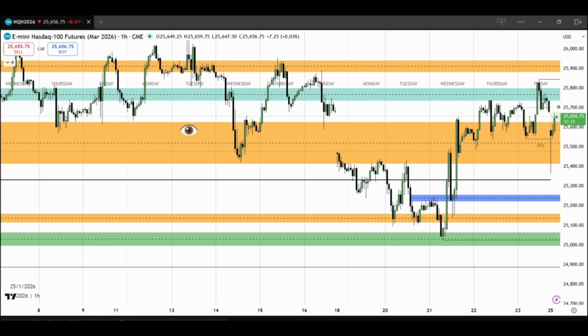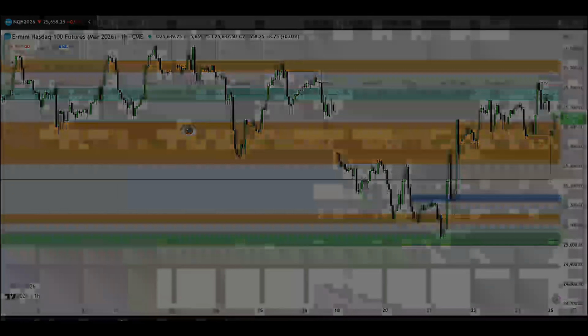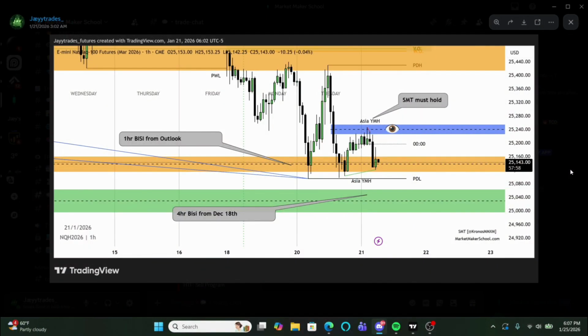I'll show you guys a little proof of what could happen in the private section of the Market Maker School. I'm going to go ahead and show you guys our Discord real quick. Okay, so this is a picture that I had sent to the chat prior to the expansion lower that we have seen here in hindsight.